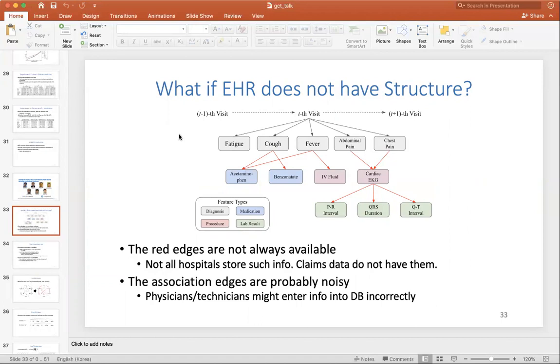So as I said, the structure of the EHR can be very helpful when there aren't enough data, or when we're dealing with rare diseases, or when we're in the low volume regime. But as I said, not always does the electronic health record data set contain the true structure here. And when I say the structure, I usually mean the red arrows here.